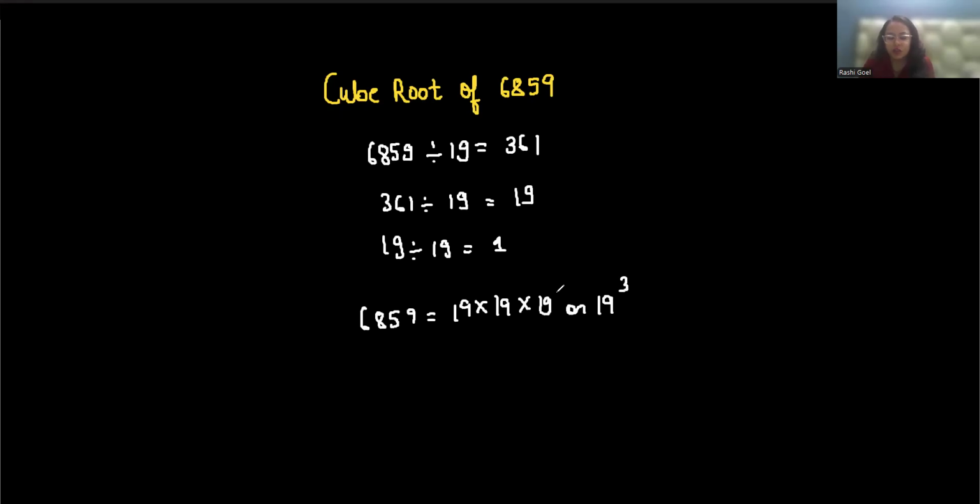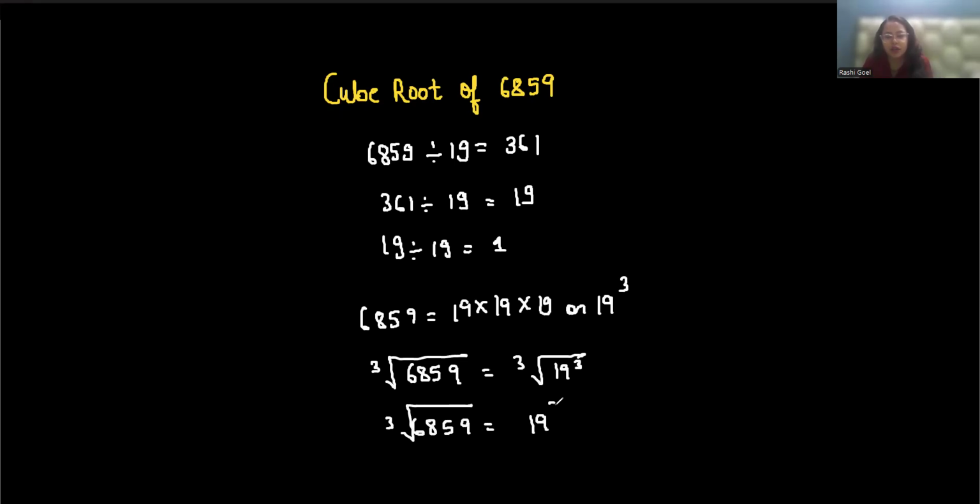So now taking the cube root on both sides. The cube root of 6859 is equal to 19 to the power 3 times 1 by 3. So it will cancel out. So the cube root of 6859 is 19. So whenever you see a big number and you need to find the cube root, then try prime factorization. If the factors group neatly into triplets, you've got a perfect cube.